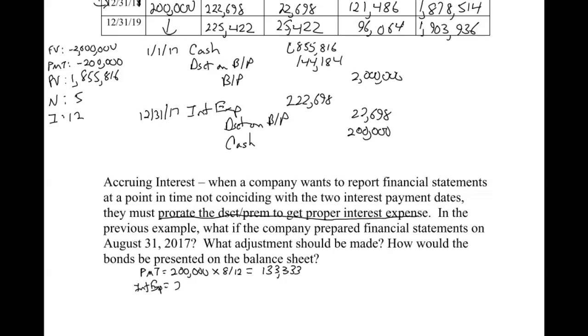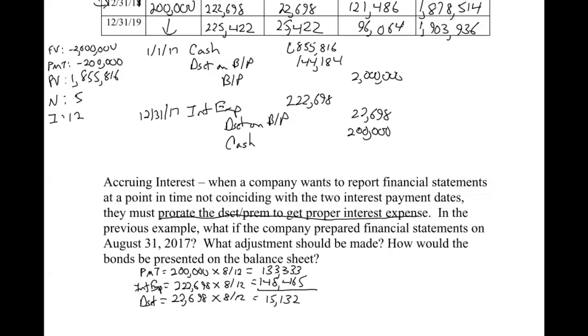Interest expense for the full year was 222,698, but I just want 8/12 of it. So we'll prorate that number, 148,465. We can see now the difference here is 15,132, but I could also say that the discount amortization was 22,698, and I want 8/12 of that. So the math works either way. Those are my numbers.